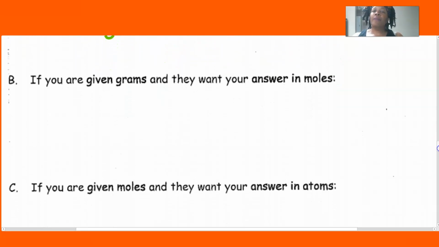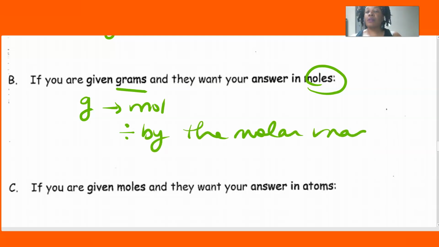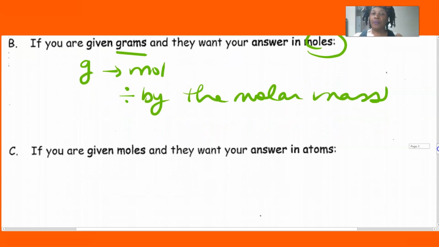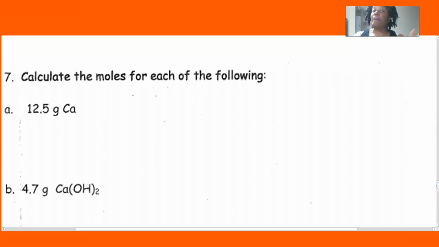For part B, if you are given grams and I want the answer in moles, well, what's the opposite of multiplying? You're going to divide, okay, by the molar mass. So I am going to do a couple of examples like that so you can understand how to do them. And I'll come back to letter C and letter D because I want you all to first understand how to do just those first steps before we move on.